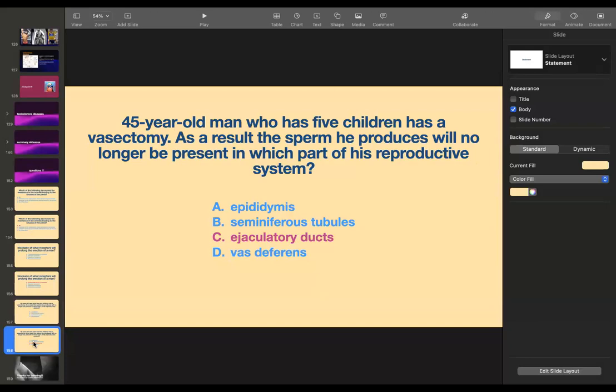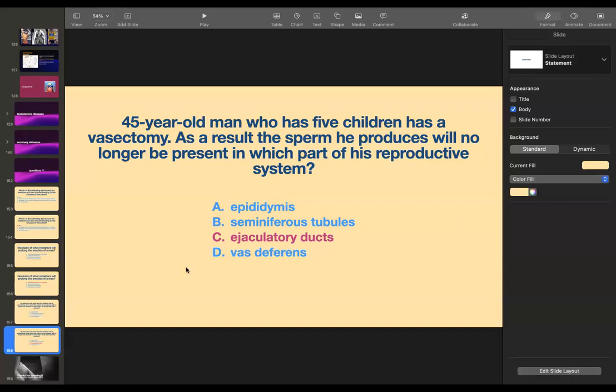I'll explain why A is wrong first. In a vasectomy, you're cutting the vas deferens. All the sperm being produced at the level of the seminiferous tubules is going to drain into the epididymis, and the epididymis is going to drain through the vas deferens. So technically, the sperm will reach the vas deferens up to the point where it gets cut. But it will never reach the ejaculatory ducts, because that's where we have a disconnect. Does that make sense why vas deferens is wrong?